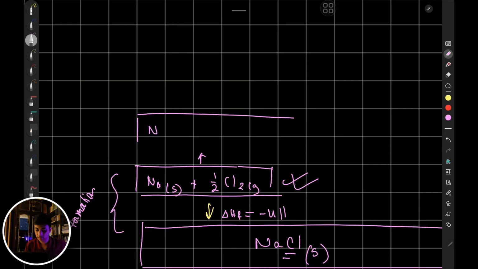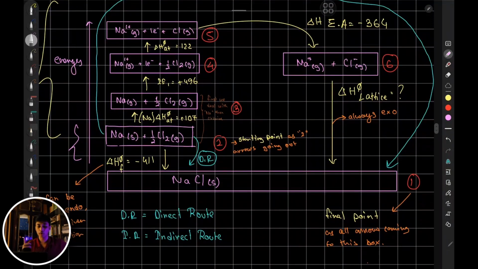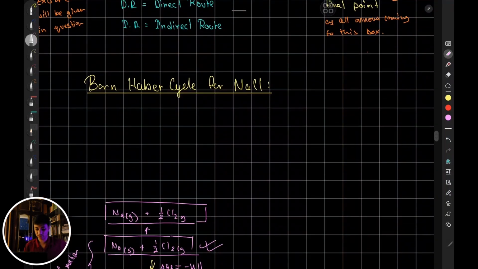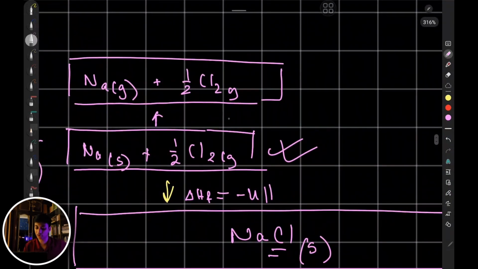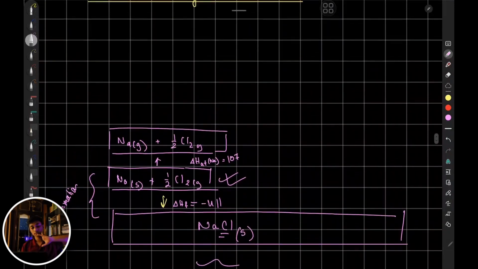So we can say the sodium atom is going to turn into sodium gas, and keep the chlorine as it is, half Cl2 gas. We have not done anything to the chlorine gas. For atomizing sodium, the enthalpy change is positive 107. Why positive? Because it's an endothermic process. So we know the atomization of sodium, and next we can do the ionization energy.